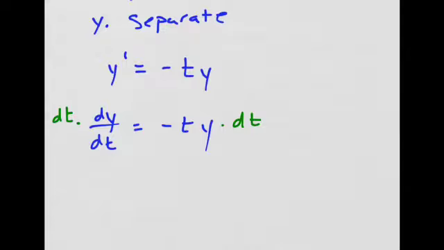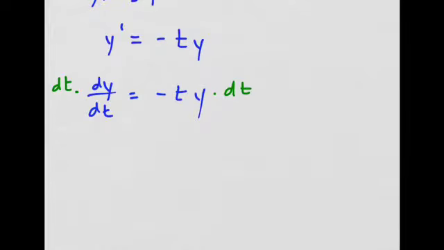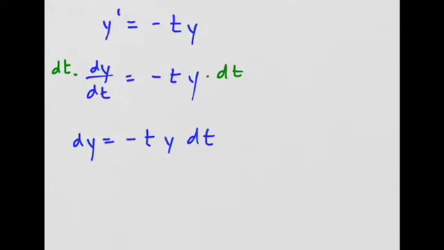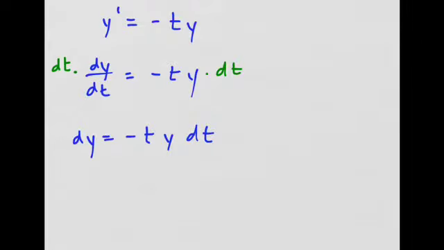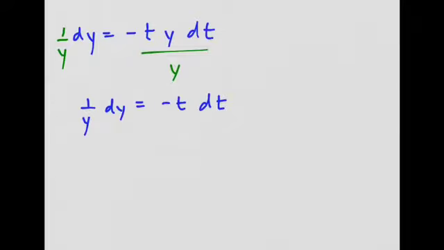And from there, I can further separate. I want to keep my t's over here, so I'll divide both sides by y, which means I'm multiplying by a 1 over y. So then I get this, and now what I'm going to do, because this is a part that we haven't gotten to yet, so this is the new part, is this: it looks like these are the starts of integrals, so I'm just going to integrate both sides.